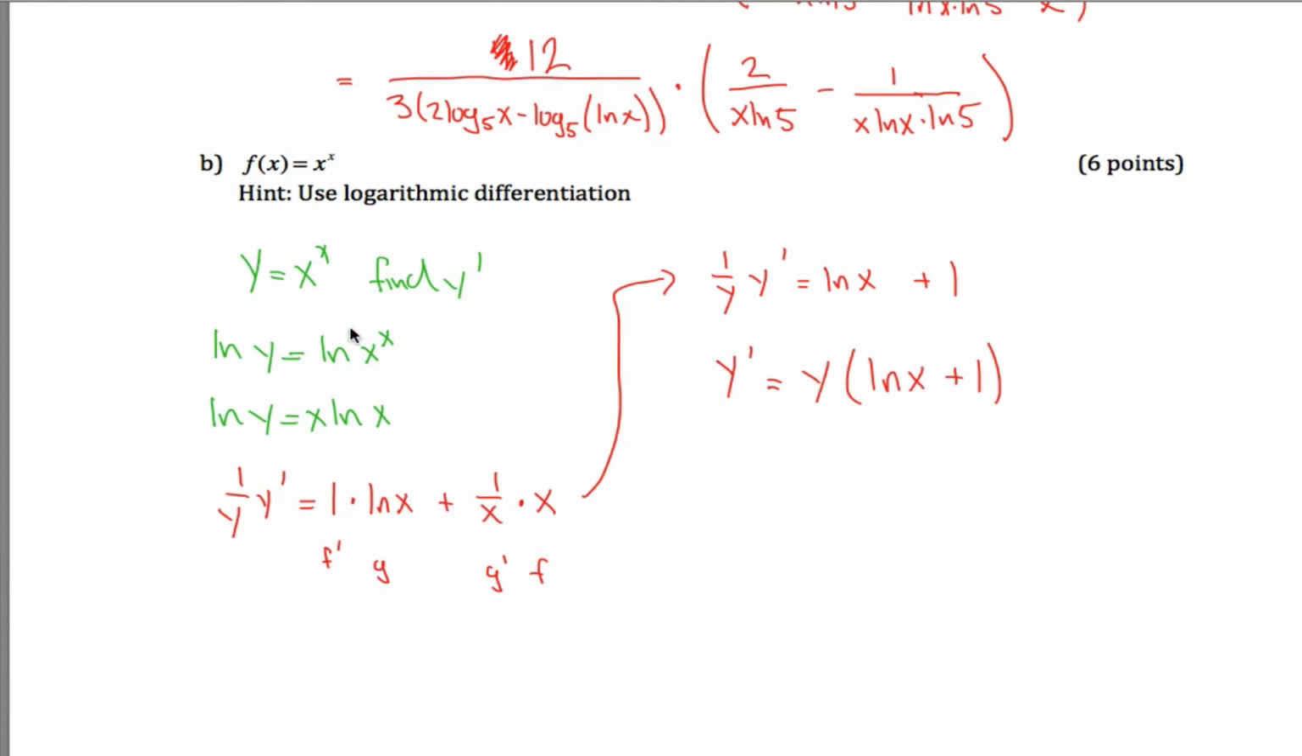I don't want to leave y's in my answer because I just created this y thing. So I'll take this one step further and call this x to the x power times the natural log of x plus 1. Y prime equals this. This right here would be my answer. That's the end of this problem.